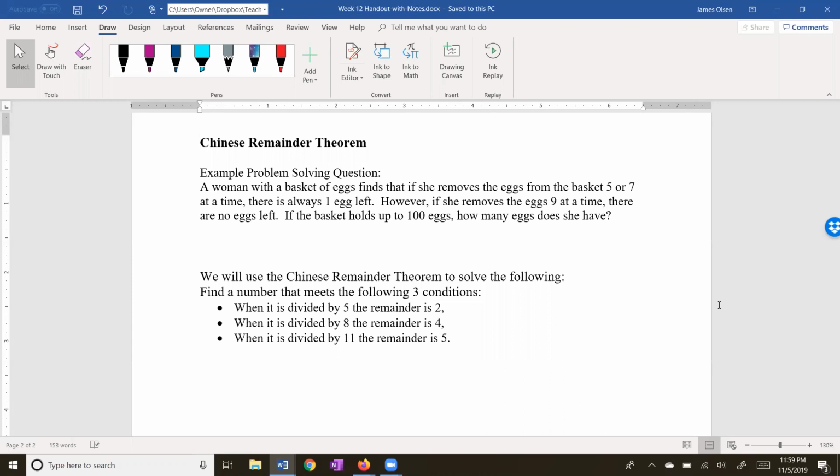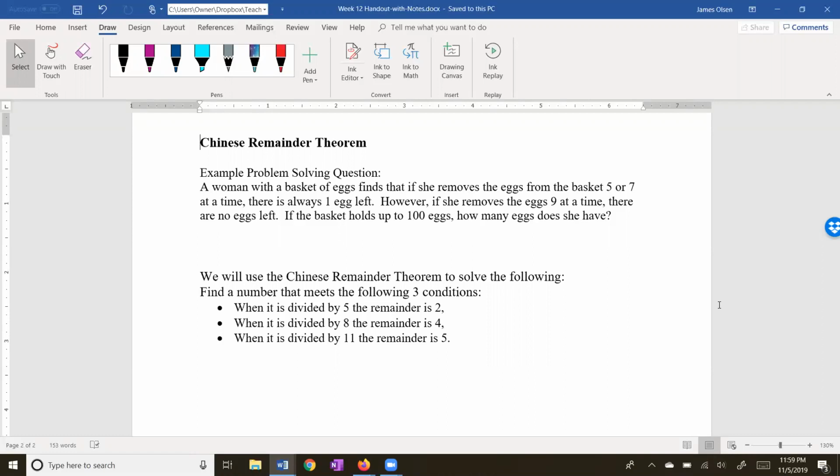Here's a slightly more sophisticated question. We use the Chinese remainder theorem to solve the following. Find a number that meets the following 3 conditions. When divided by 5, the remainder is 2. When divided by 8, the remainder is 4. When divided by 11, the remainder is 5.